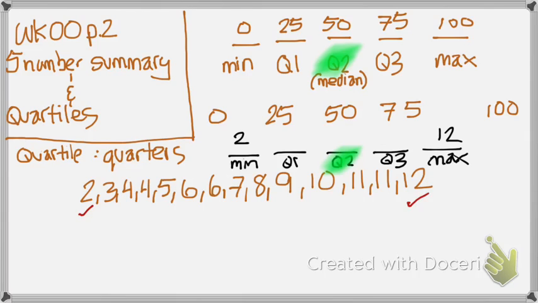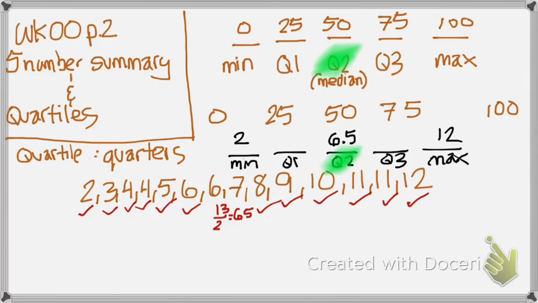I like to use check marks. Outside, inside. Left, right, left, right, left, right, left, right, left, right. Now I have 2 numbers smack dab in the middle. I have 6 and 7. If I add those up, I get 13. And then you divide by 2 because you want to take the average of those. That gives you 6.5. So my quartile 2, which is my median, is 6.5.